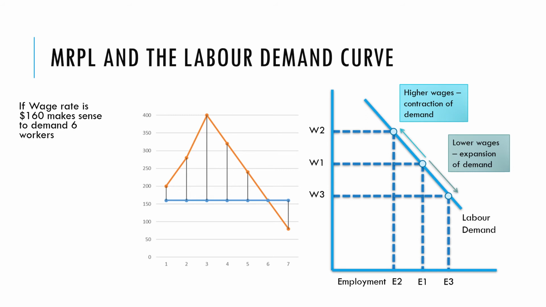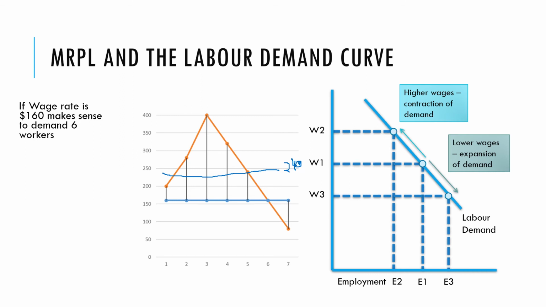Let's imagine for a second that actually the wage rate was increased to, let's say, $240. So if we imagine now the wage rate was up here at $240, what would be the impact using our logical theory here? Well, the impact would be that it would only make sense now to employ 5 workers rather than 6 workers if the wages were higher. So if you translate that over here, if the wages were higher at W2, say $240, we're going to employ fewer people. So we get this contraction in demand for labour as wages rise.